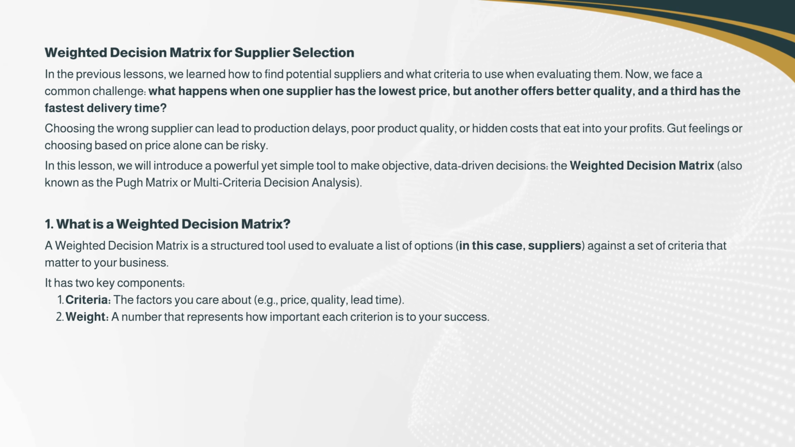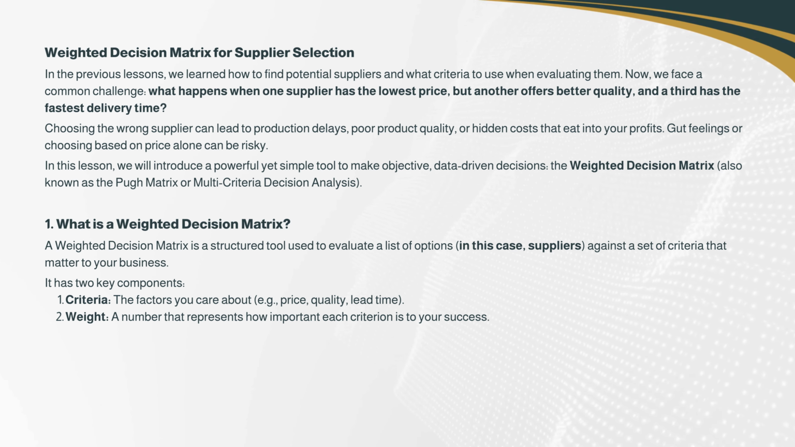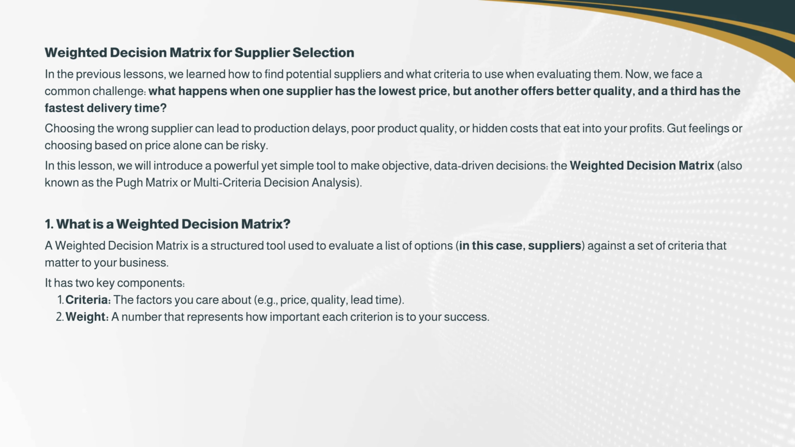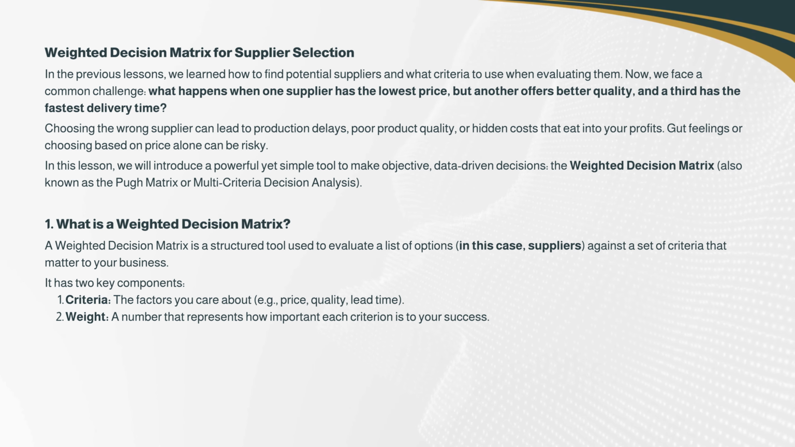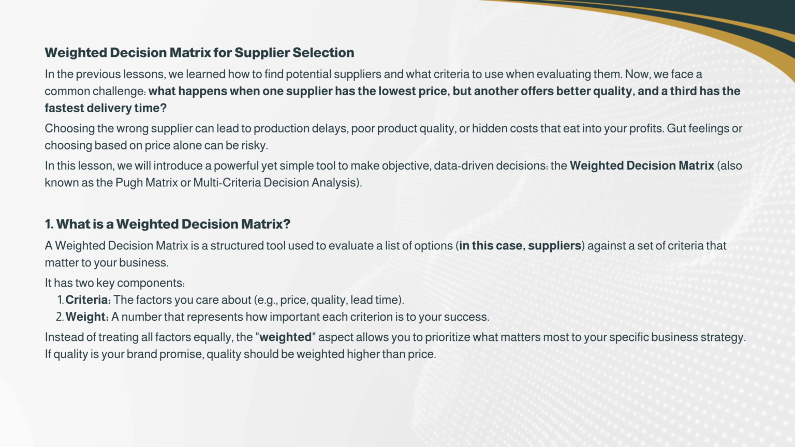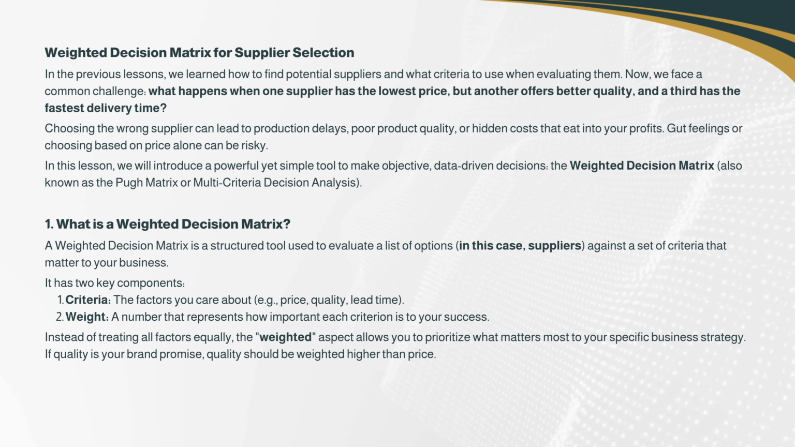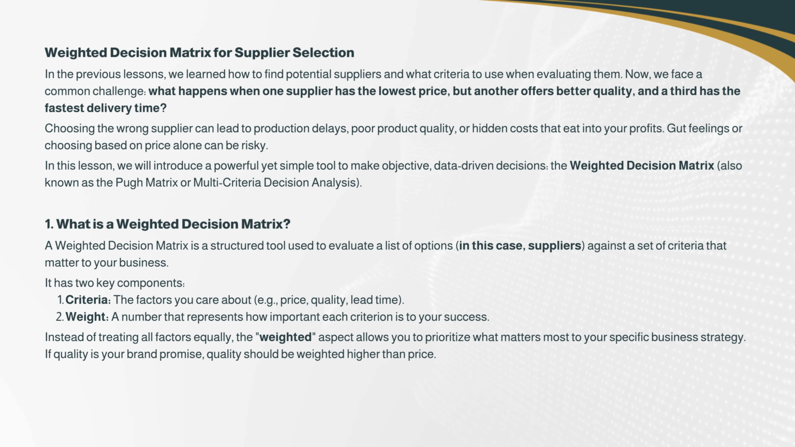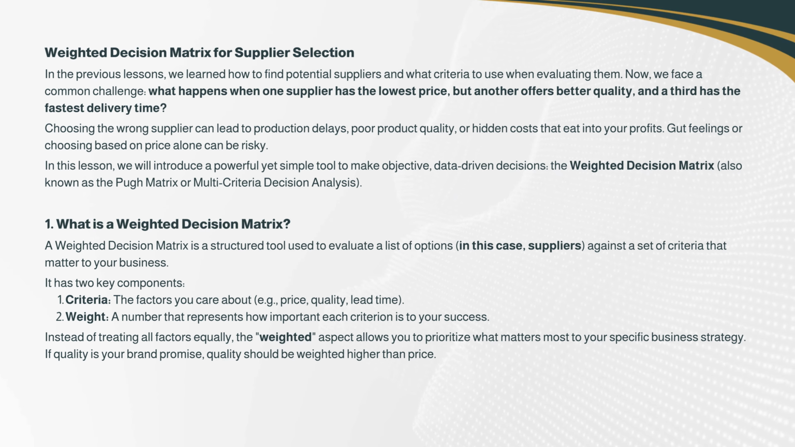It has two key components. Criteria, the factors you care about, e.g., price, quality, lead time. Weight, a number that represents how important each criterion is to your success. Instead of treating all factors equally, the weighted aspect allows you to prioritize what matters most to your specific business strategy. If quality is your brand promise, quality should be weighted higher than price.